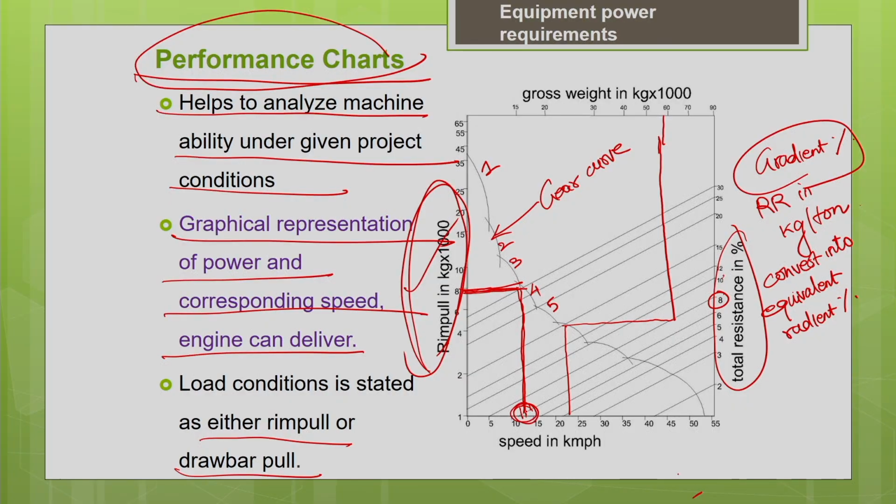These performance charts are provided by the manufacturer for all the models manufactured by them. So you have to choose the corresponding performance chart, and for your particular project conditions you have to find the speed which is possible. This data you can use later in the estimation of the productivity of your machine.